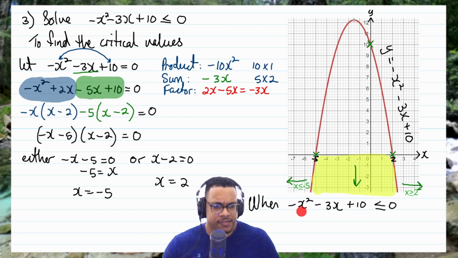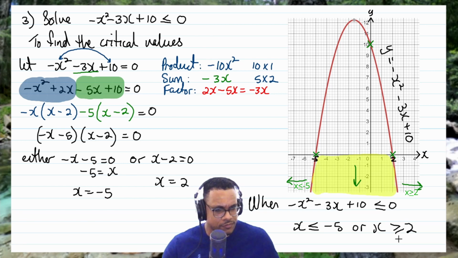So we have when negative x squared take away 3x plus 10 is less than or equal to 0, x is less than or equal to negative 5, or x is greater than or equal to positive 2. So this would be our answer to this quadratic inequality.